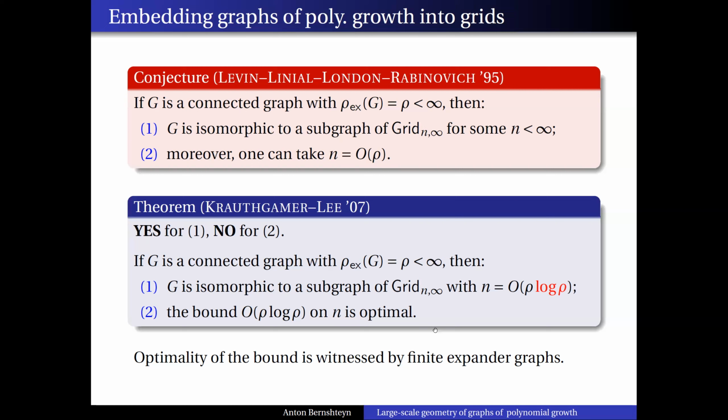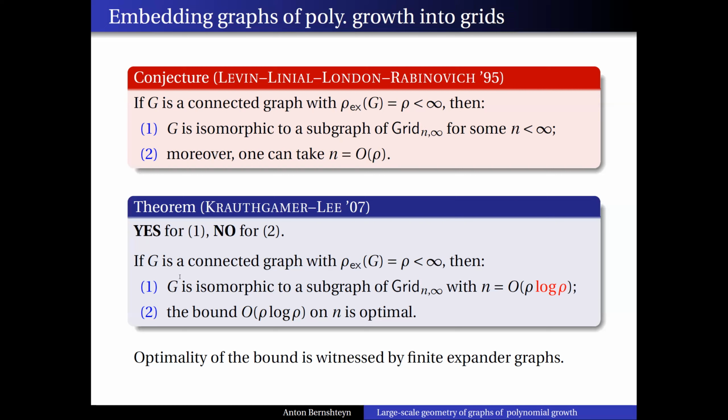Another question we can ask applies in particular to Cayley graphs of groups of polynomial growth. They're connected graphs of polynomial growth. So this means that the Cayley graph of a virtually nilpotent group is a subgraph of just a grid graph of some sufficiently high dimension.